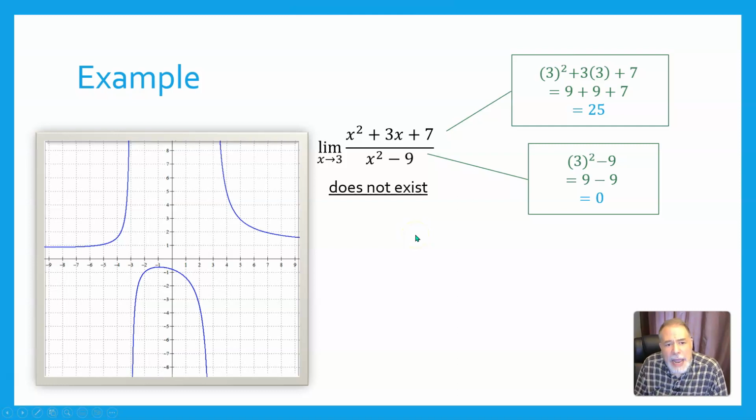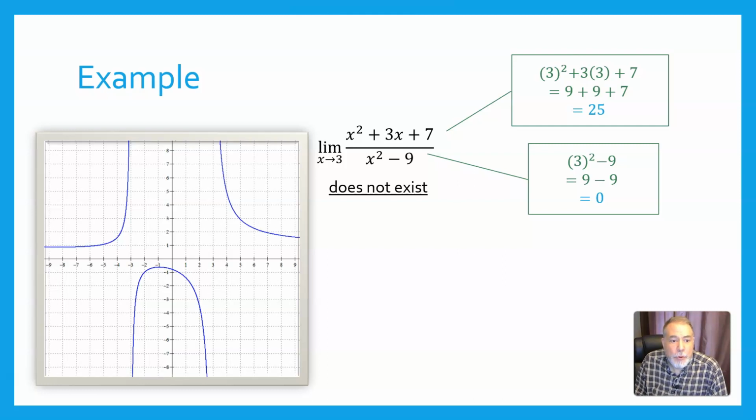And if you look at the graph, you can maybe see why. Here's the graph of (x squared plus 3x plus 7) over (x squared minus 9), and look at what happens when x is close to 3. It doesn't look like there's a point on the graph with an x coordinate of 3.